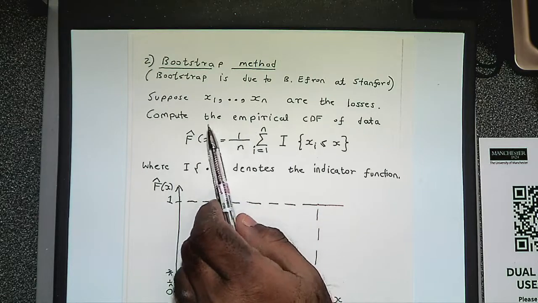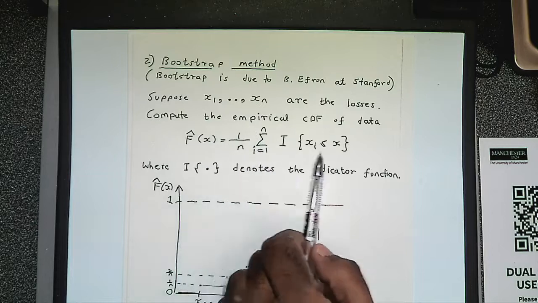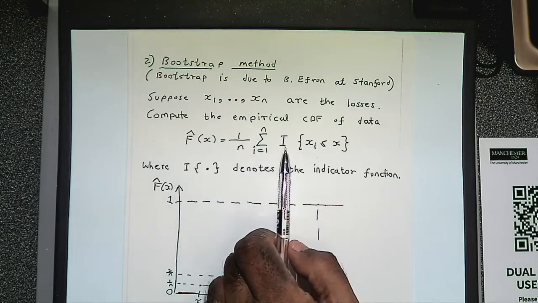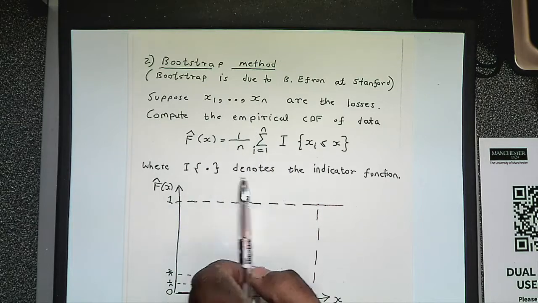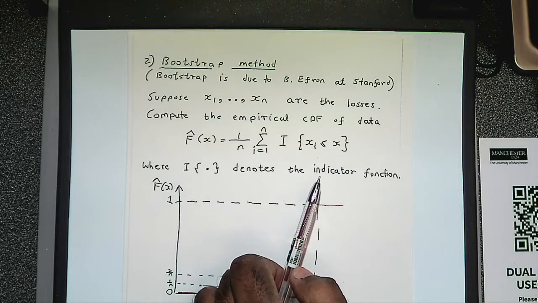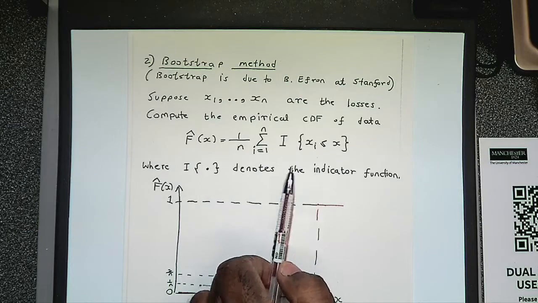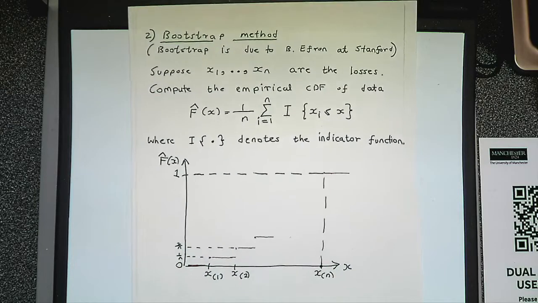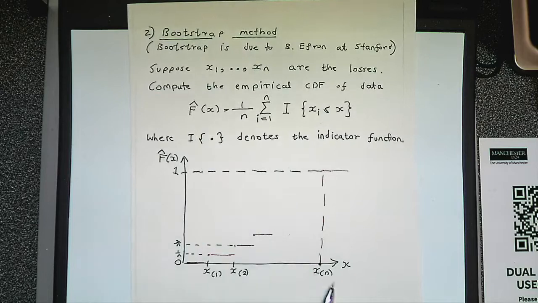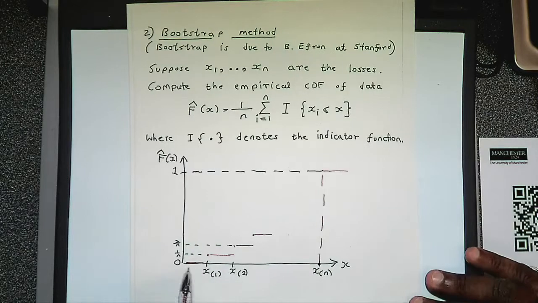The first thing you do is to compute the empirical CDF, which is given by this formula here, where I denotes the indicator function. You know what the indicator function is, right? Now, if you plot this versus x, it will look like a ladder. If this is the smallest data, if this is the largest data, every time it hits the data, it jumps by 1 over n.